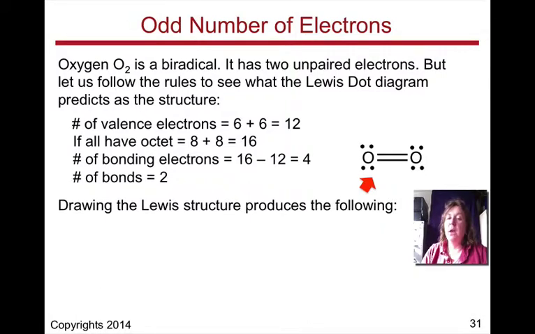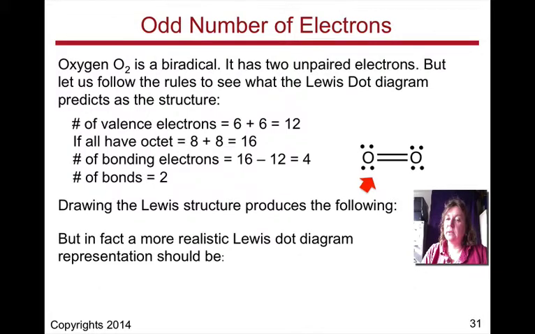Double bonds, and then that means that that's accounted for 4 of the electrons. So 12 minus 4 is 8. That means there's lone pairs. Putting 2 lone pairs on each of the oxygens gives us our octet for oxygen. But if we actually look at the properties of O2, it shows that it is a biradical. There are 2 unpaired electrons. So in fact, this shows that Lewis dot diagrams don't give the complete story.